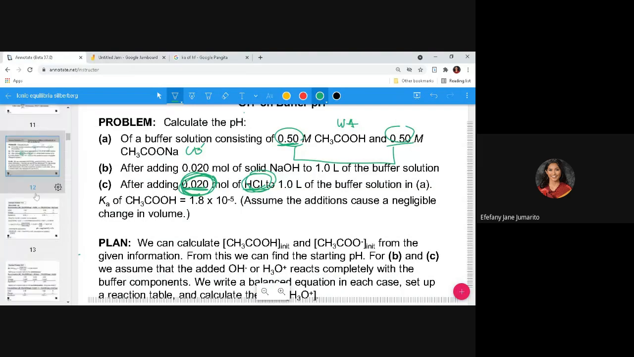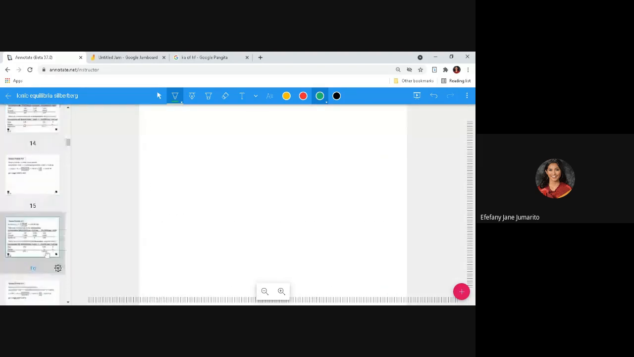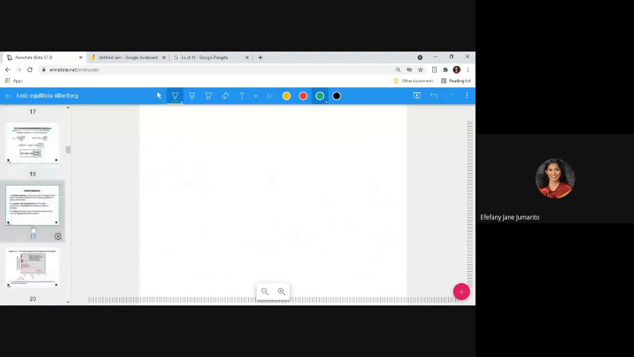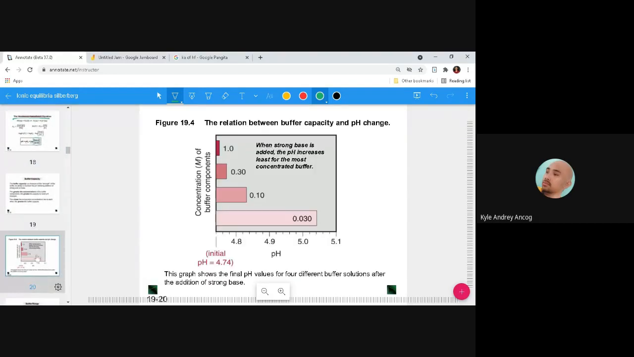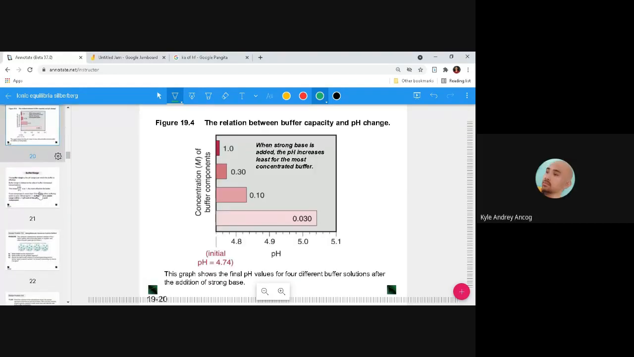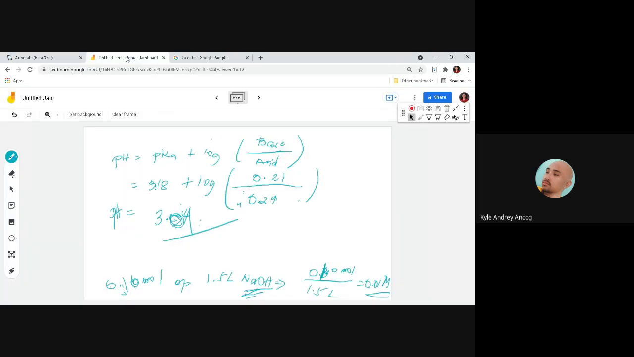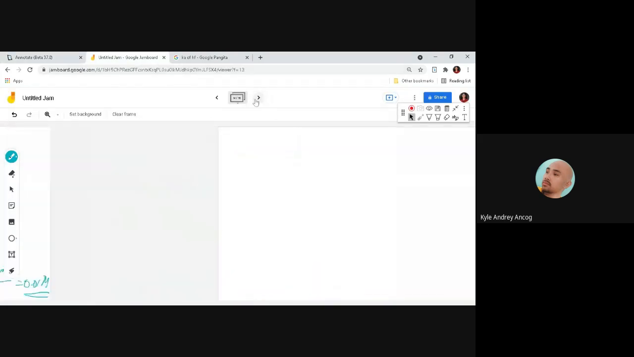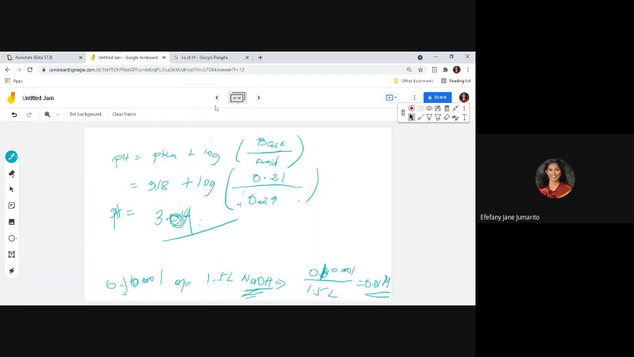What if, ma'am, the concentration of the conjugate base is bigger than that of the weak acid? Bigger? Okay, if we have 0.70 divided by 0.40.